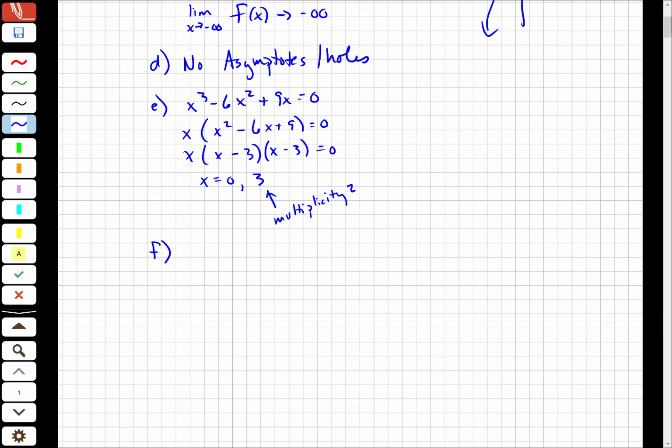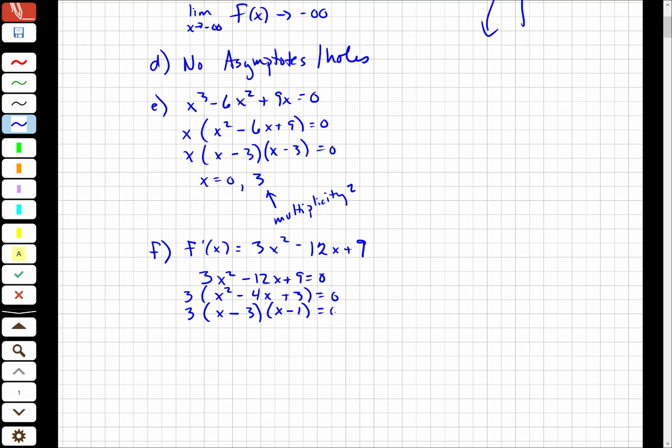F, intervals of increasing, decreasing, max, and min. So I will go ahead and do that. I'm going to take the derivative, f prime of x. It's 3x squared minus 12x plus 9, I think. Is that right? I'm going to set this equal to 0 to find critical values. I get 3 times x squared minus 4x plus 3. So that's x minus 3 and x minus 1. Is that right? So I get x is 3 and 1.